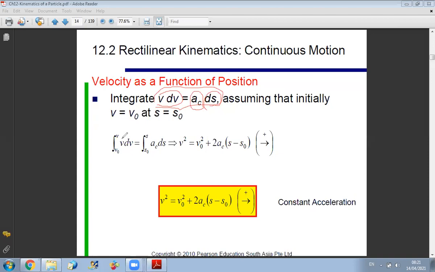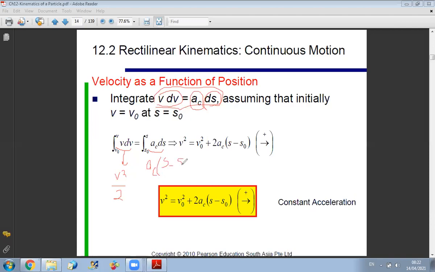So now you can integrate. You integrate for v from v0 to v and for s from s0 to s. Then you will get the integral of v is v square over 2. You apply it between the 2 points, so this integration will give you v square minus v0 square over 2. And from the other side, the integration will give you a constant times s minus s0.